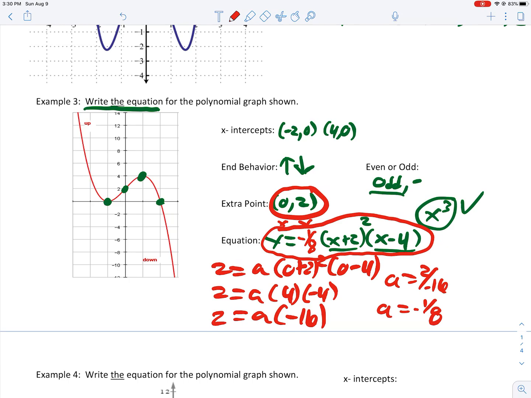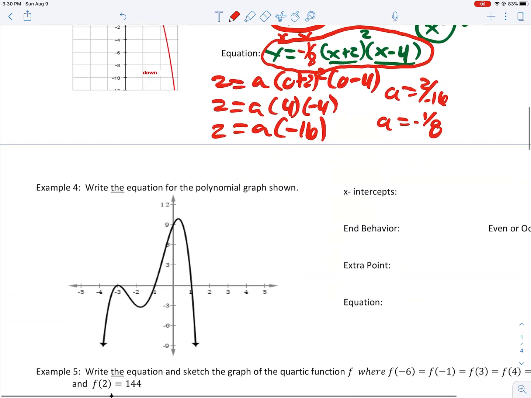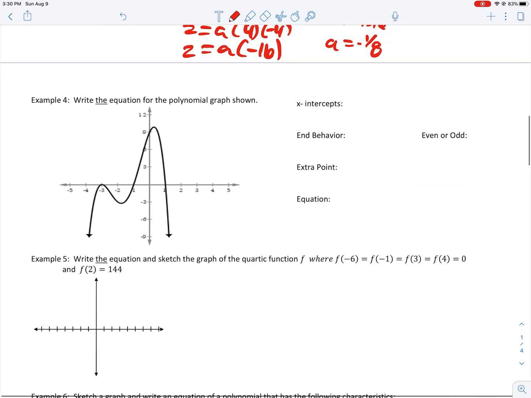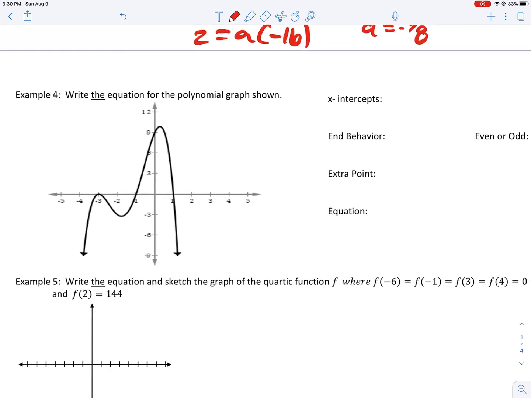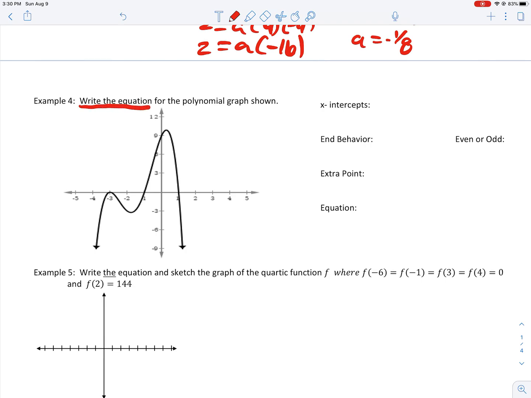So again, as you're doing this, please make sure you read the directions carefully. If it says write the equation, that means there should be an extra point you're going to have to plug in. If you write an equation, that's the easier part. There's no points to plug in. Go ahead and flip your notes over. So notice it says write the equation. So right there, that tells me I'm going to have to plug some point in to find a.